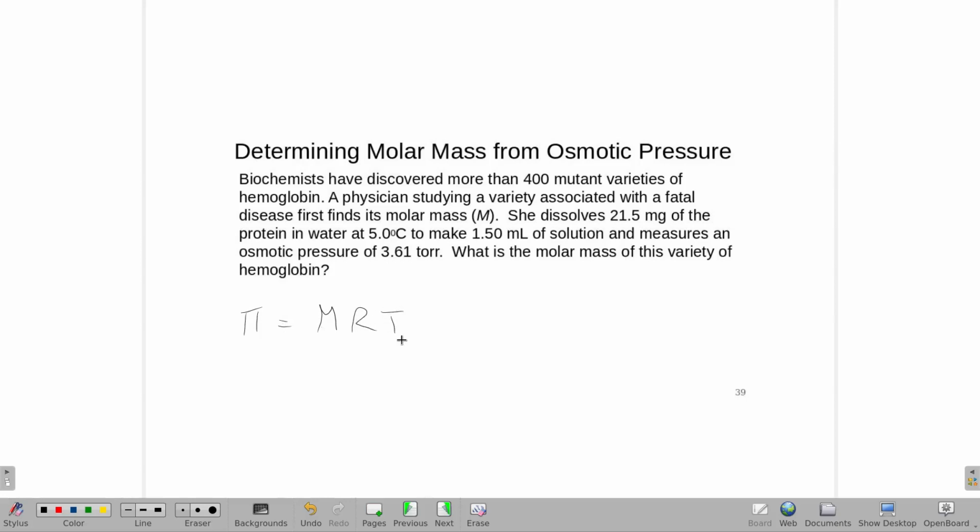But if you notice in this problem, it says that the osmotic pressure is 3.61 torr. I'm going to put that here. Something I already mentioned: when we're dealing with osmotic pressure, we need pressures in atmospheres. So the very first thing I'm going to do is write down that I can convert that to atmospheres with this little relationship. 1 atmosphere is 760 torr. Alright, we're going to actually solve for the molarity.